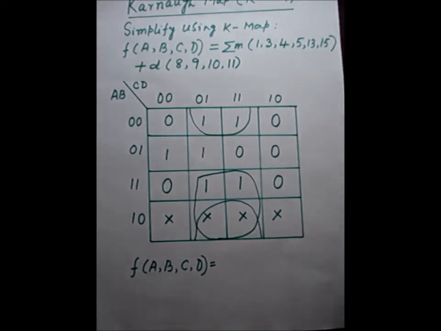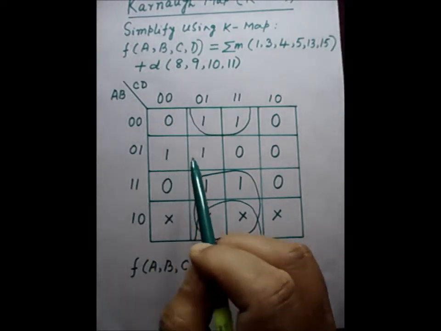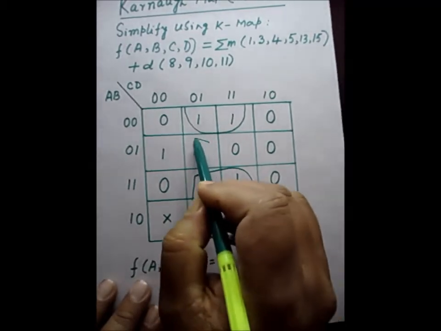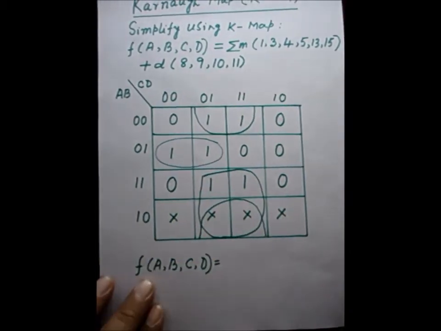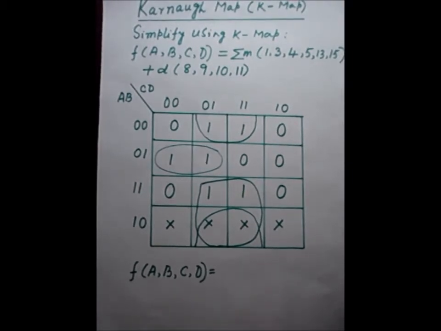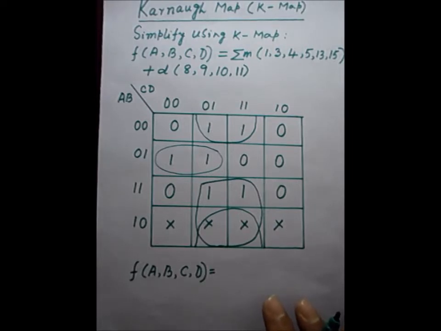Therefore, this group is possible, and these two we cannot make more than two. You can see all options, and it is not possible to make more than two. Therefore, we make a group of these two only. You have to see all possible options to maximize the group members. After that, for each group, we write the expressions.